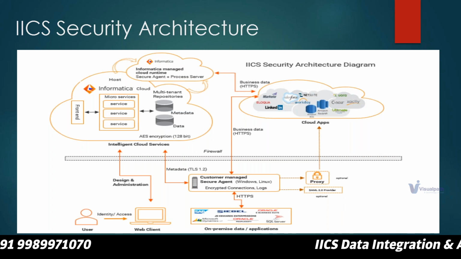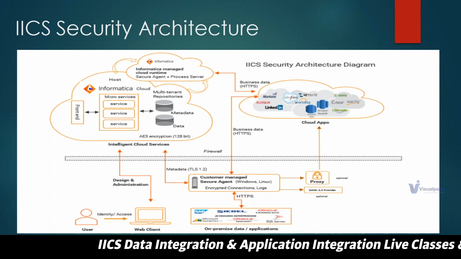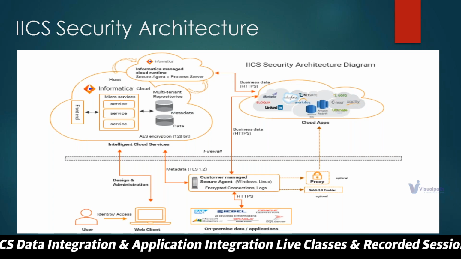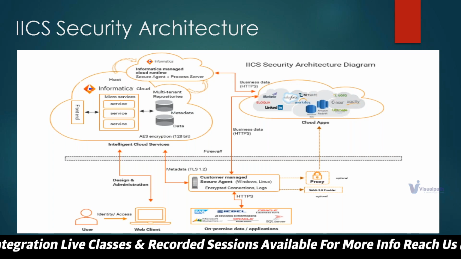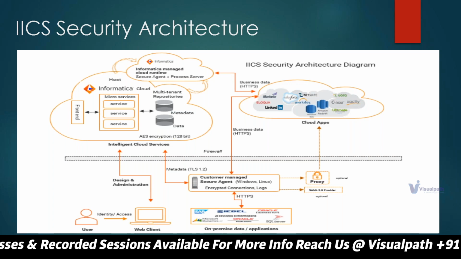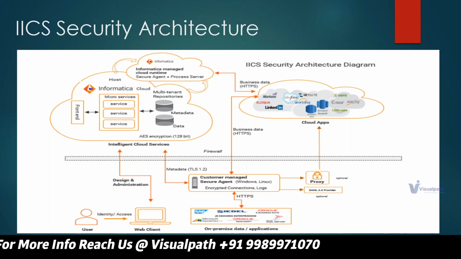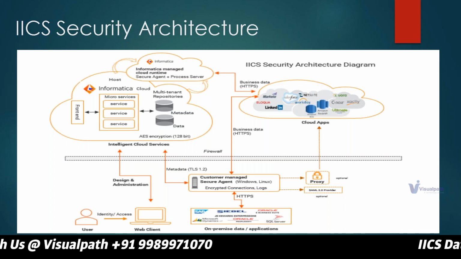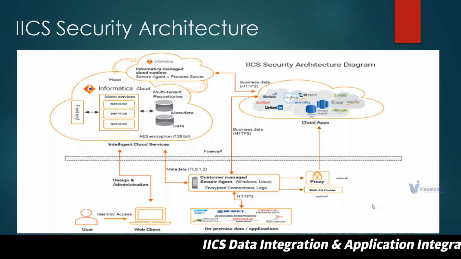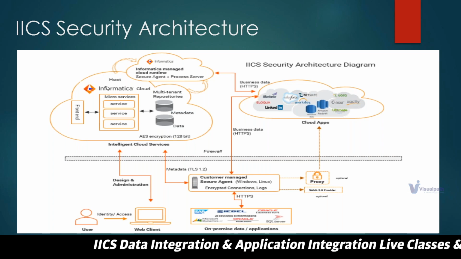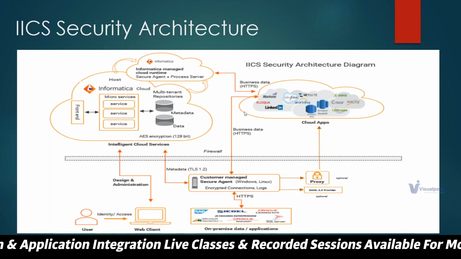The user logs in and gets identity access through a web client, and for on-premise data applications, connects through the secure agent. You design and manage your administration, and then you communicate to Informatica Intelligent Cloud Services. The firewall that you see is sitting behind your organization, controlling your entire data. The data is not moving to Informatica cloud. Only the metadata gets exchanged.